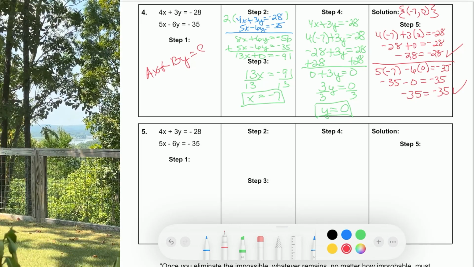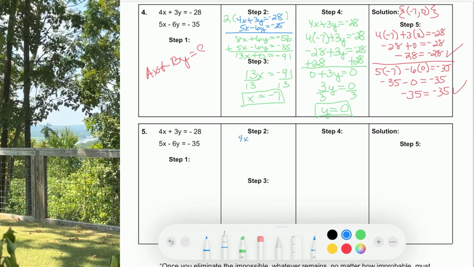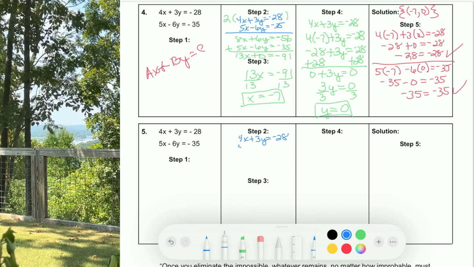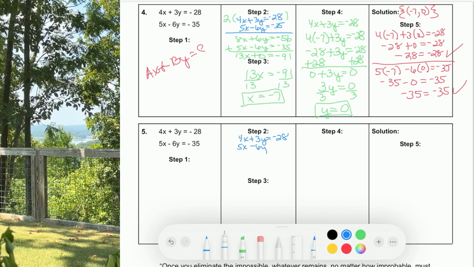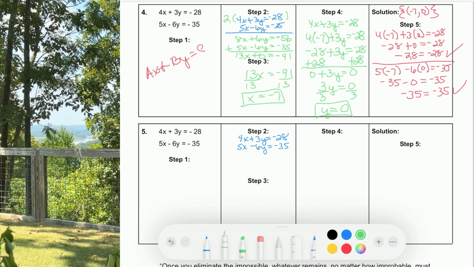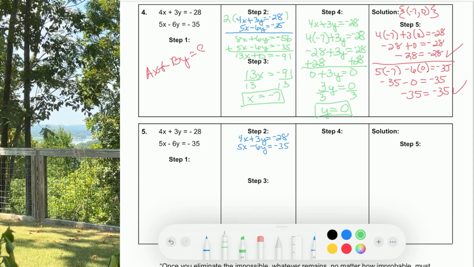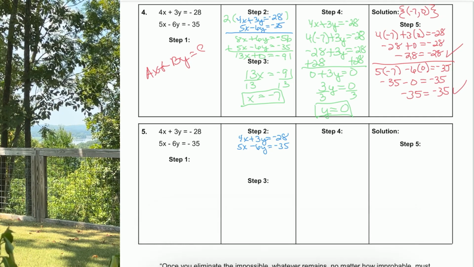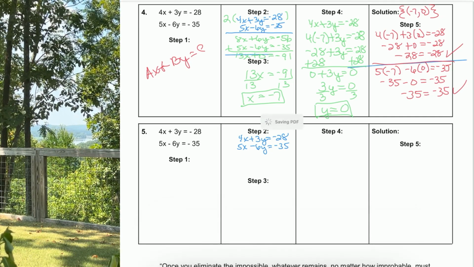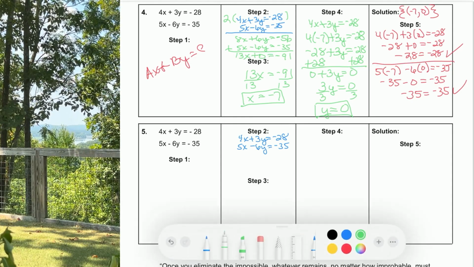So in this round, let's get rid of our x's. So I'm going to rewrite the 4x plus 3y equals negative 28, and 5x minus 6y equals negative 35. To get rid of our x's, I need to find a multiplication fact that 4 and 5 share. That's 20. So I'm going to adjust both of these so that my x's are 20. My top one's going to be a positive 20 and my bottom one's going to be a negative 20.